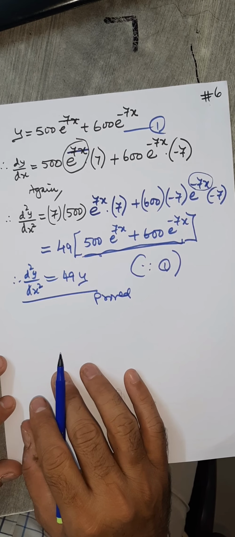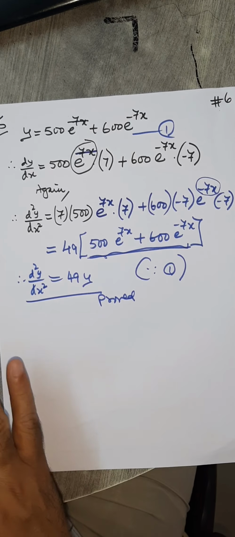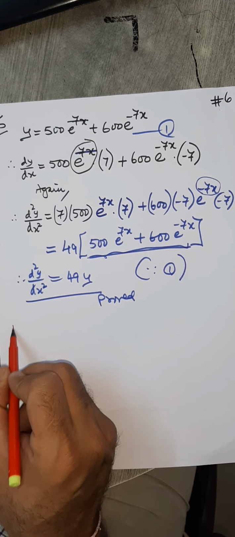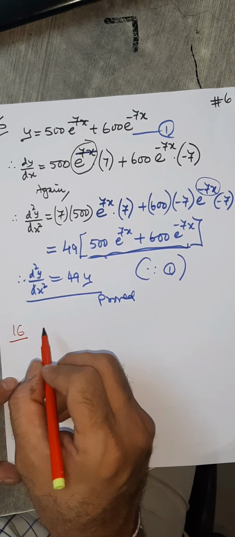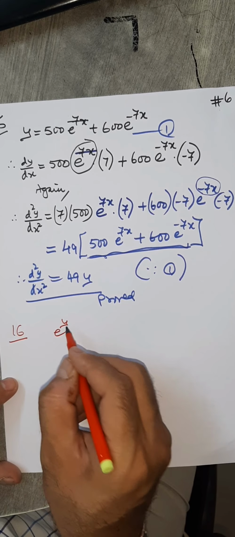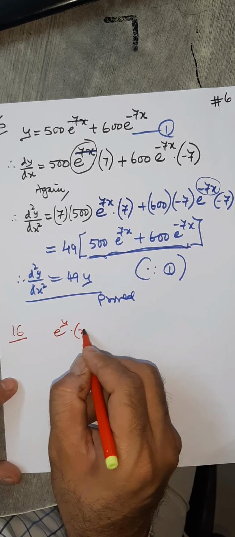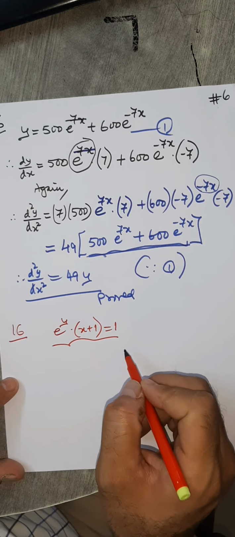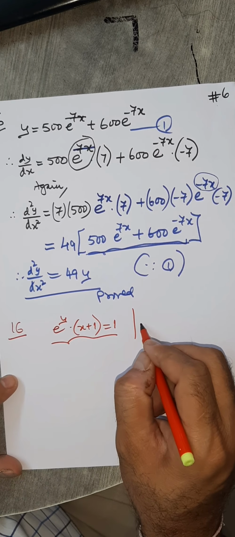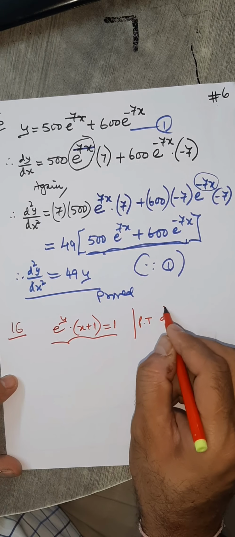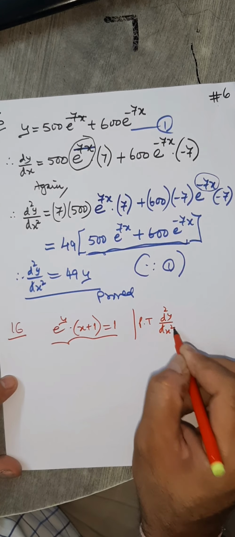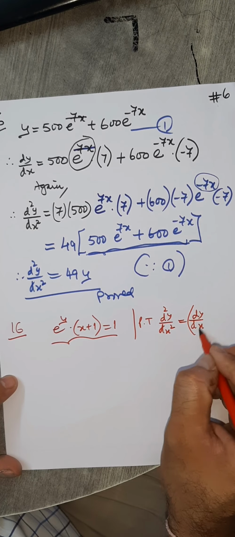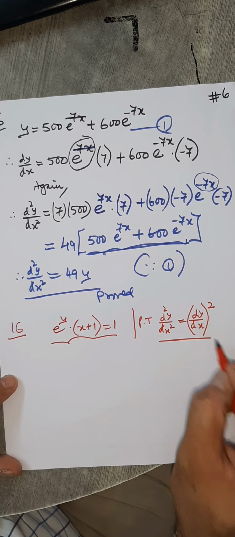Okay. Now next question, question number 16 here. You are given e raised to y into (x plus 1) equals 1. This is given, and you want to prove this. Prove that d square y by dx square equals (dy by dx) the whole square. This is what you want.